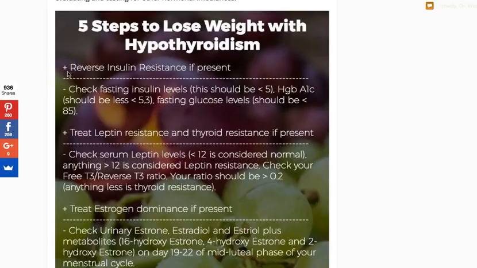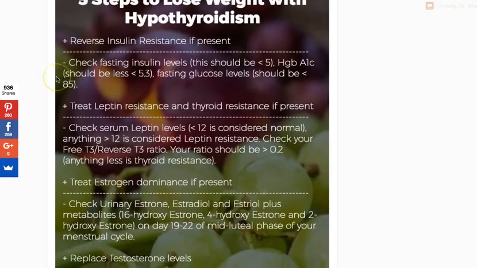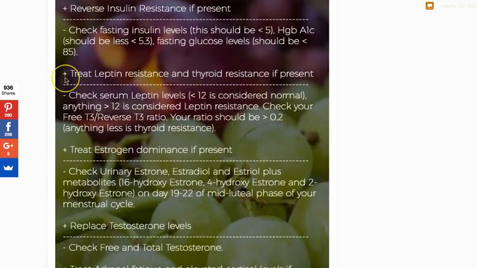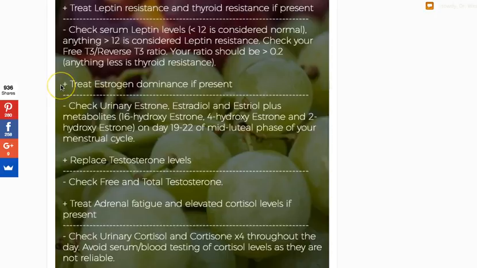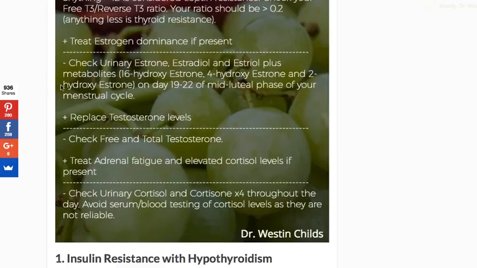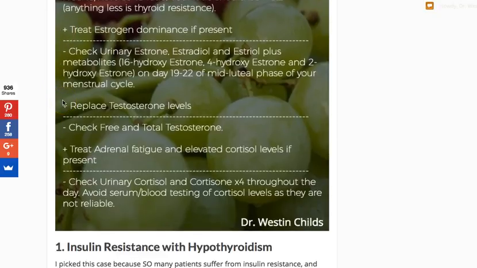Number 1 is reverse insulin resistance if present, and we'll talk about how to check for that. Number 2 is treat leptin resistance and thyroid resistance if present. Step number 3 is treat estrogen dominance if present. Then step number 4 is replace testosterone levels if necessary. And step number 5 is to treat adrenal fatigue and elevated cortisol levels if they are present as well.